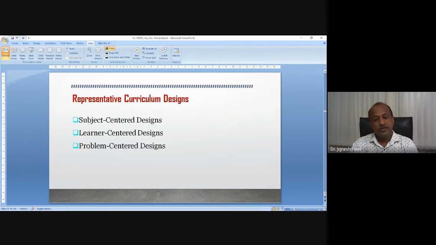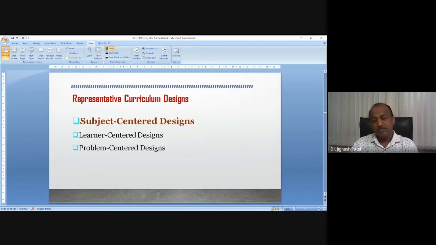We have 3 different representative curriculum designs. Already I have told about the curriculum models. In the same way, we have a subject centered design, learner centered design, and problem centered design. So we will discuss them one by one in detail. What is subject centered design?